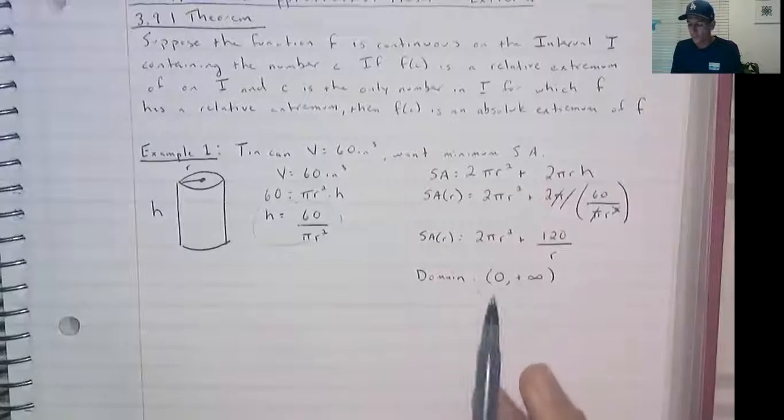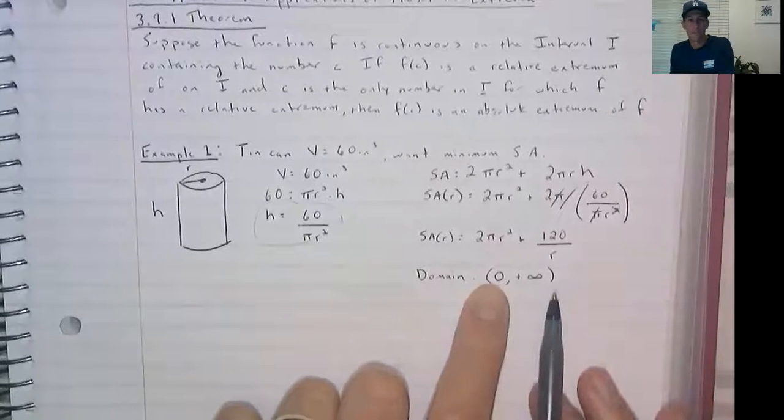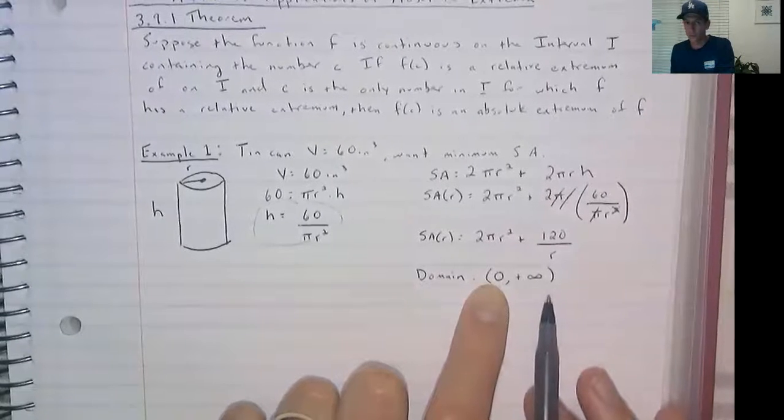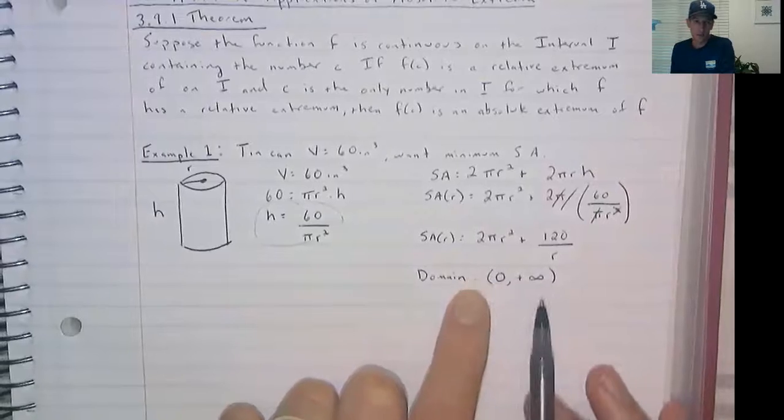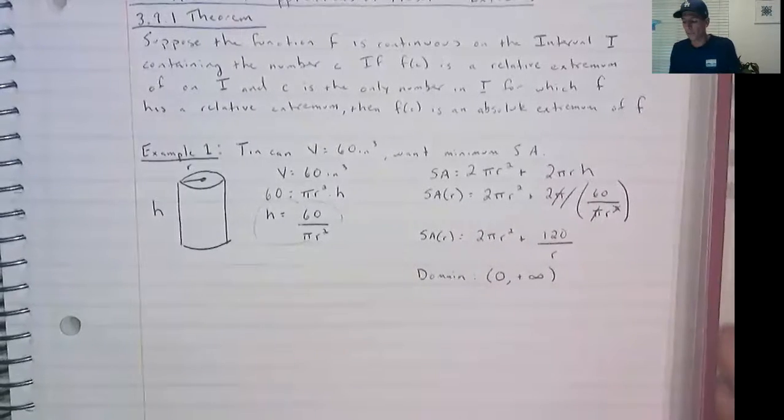Anyway, so because this is an open domain, not closed, we can't just check the critical points and then check the endpoints to find the maximum.